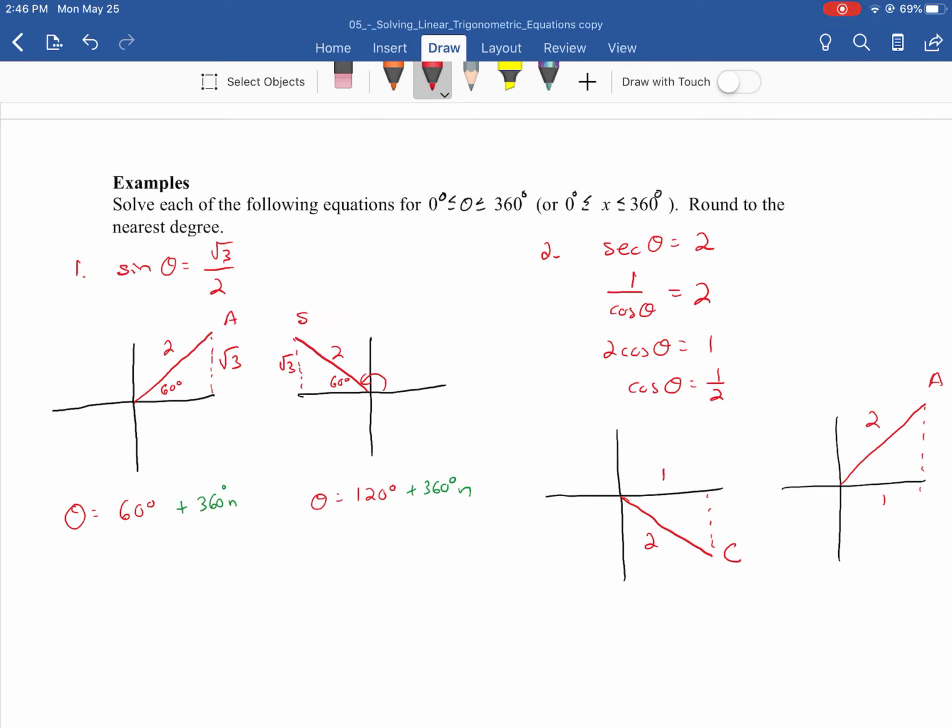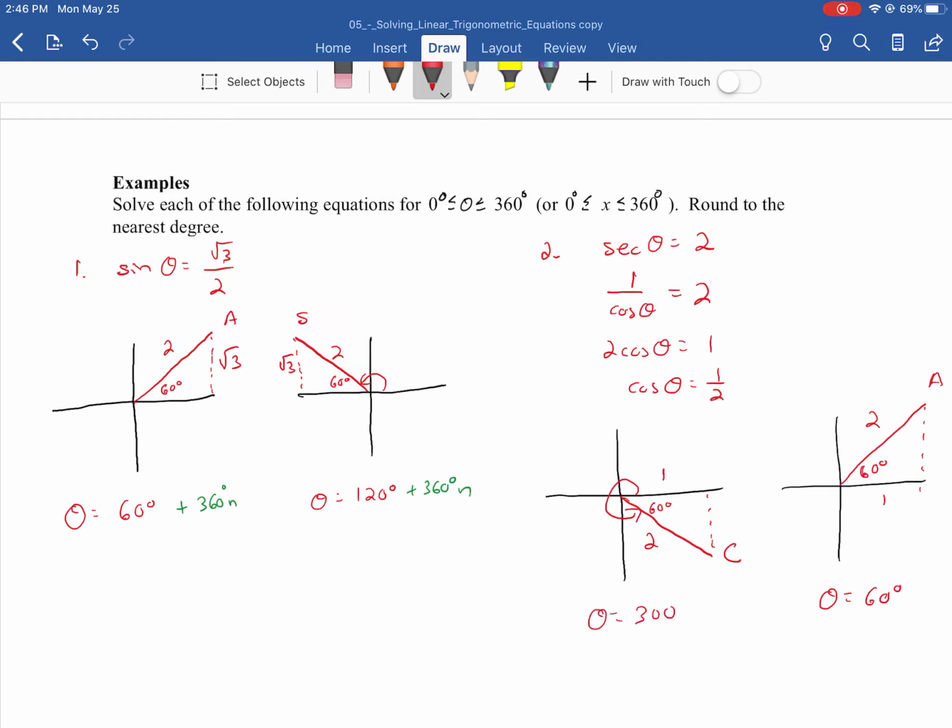And here we have adjacent over hypotenuse is 1 over 2. So I get a 1 there and a 2 there, and a 1 there and a 2 there. Between 1 and 2 on our special triangle is 60 degrees. So, whoa, another question with 60 degrees as the related acute angle.